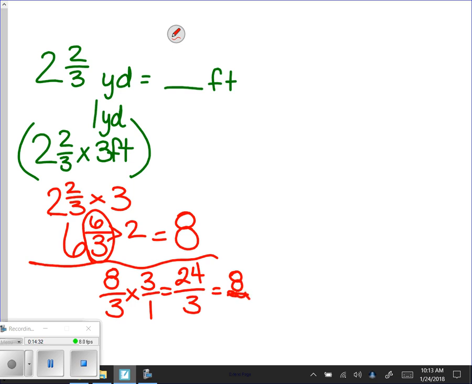That would be the only time you would ever do it. Because when you're doing it as a whole number, you leave the denominator alone. Do not touch that denominator when you're multiplying it like this. 3 times the whole number, 3 times the numerator, leave the denominator alone. Okay?